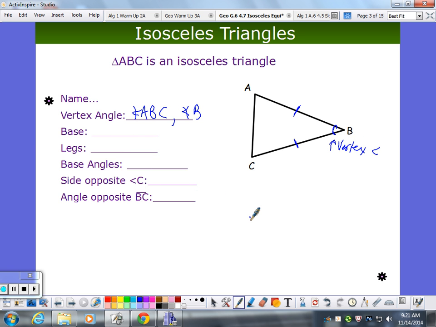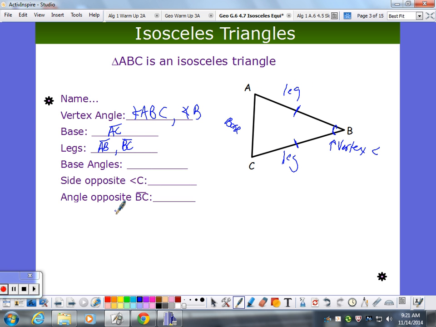Where is the base? Name the base of this isosceles triangle. Amy? Yep, segment AC. There's my base. What are the legs of this isosceles triangle? Jack, what are the legs? AB and BC. Right, segments AB and BC. So these are legs.